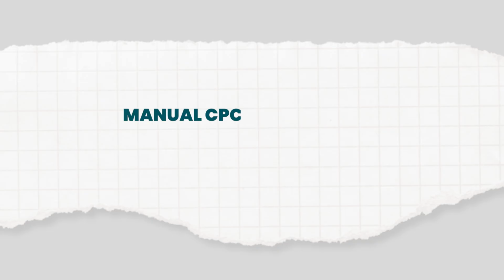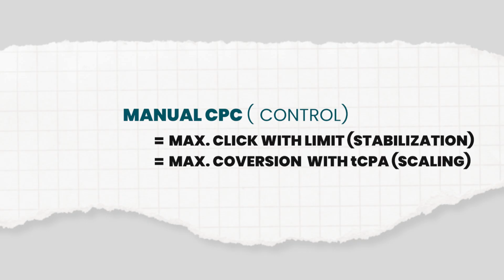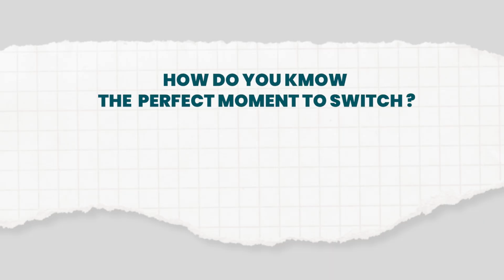So the progression looks like this: manual CPC, control; max clicks with limit, stabilization; max conversions with tCPA, scaling. Choosing the right gear depends on the maturity of the account. New campaigns need control. As the system gathers data and learns your audience, automation can take over the heavy lifting. But how do you know the perfect moment to switch? You don't guess, you test.